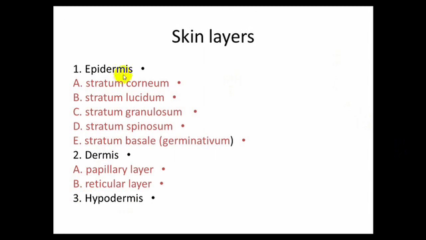At the epidermis, it's constituted from a specific type of epithelium, stratified squamous keratinized epithelium. Stratified squamous keratinized epithelium. And this epithelium is constituted of four types of cells: keratinocyte, melanocyte, Langerhans cell, and Merkel cells.